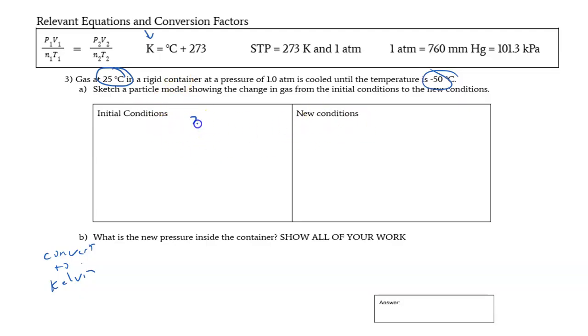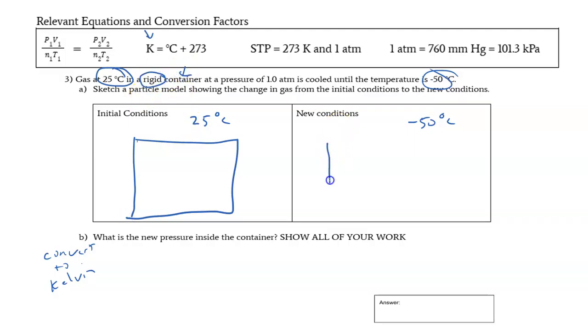So I'm going to go label this one 25 degrees Celsius, label this one negative 50 degrees Celsius, and then I'm just going to draw a little box. Now, this says a rigid container, which means volume is constant. So I'm going to draw both boxes the same. Okay, I'll make that little note off to the side. Or volume is constant in this case.